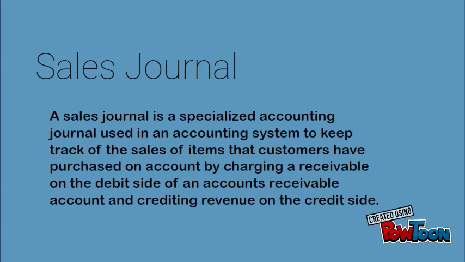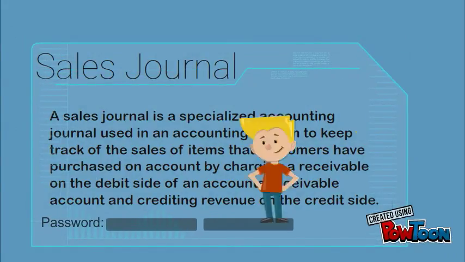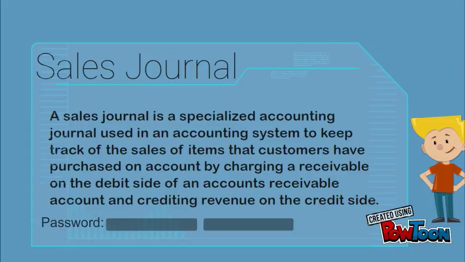Sales journal. A sales journal is a specialized accounting journal used in an accounting system to keep track of the sales of items that customers have purchased on account, by charging a receivable on the debit side of an accounts receivable account and crediting revenue on the credit side.